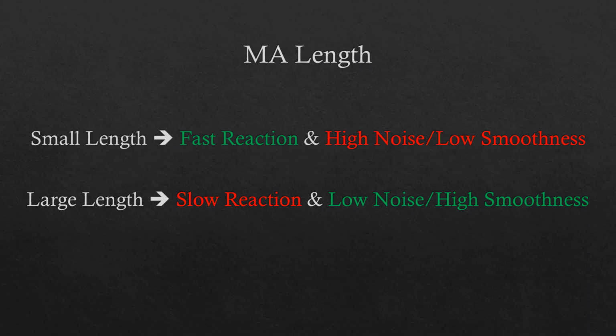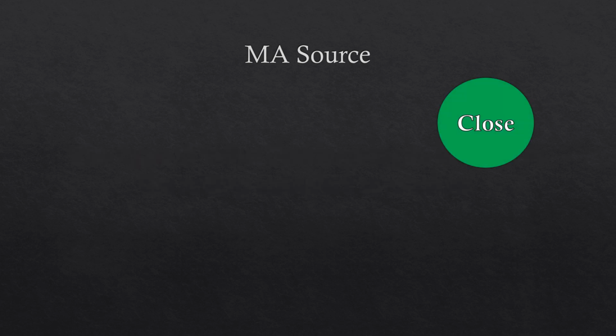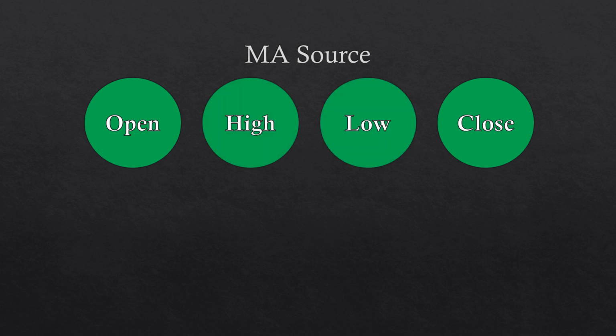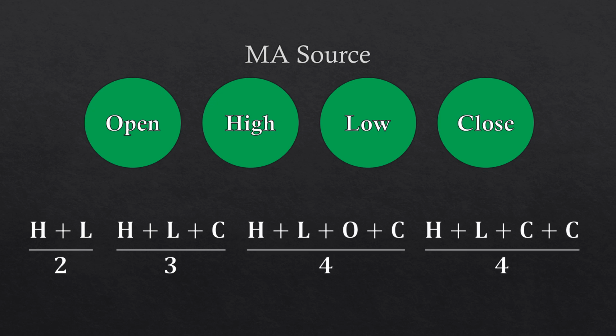The second parameter we can change in a moving average is the source of calculation, meaning the type of value that is going to be used in the moving average calculation. The most common source for moving averages is the closing price, but we can use open, high, low, or a few combinations of the 4 prices, like high plus low divided by 2, high plus low plus close divided by 3, high plus low plus open plus close divided by 4, or high plus low plus close divided by 4. These are different sources of calculation with different motives. For example, some traders believe that the high plus low plus open plus close divided by 4 better reflects what's happening in the market rather than just the close.